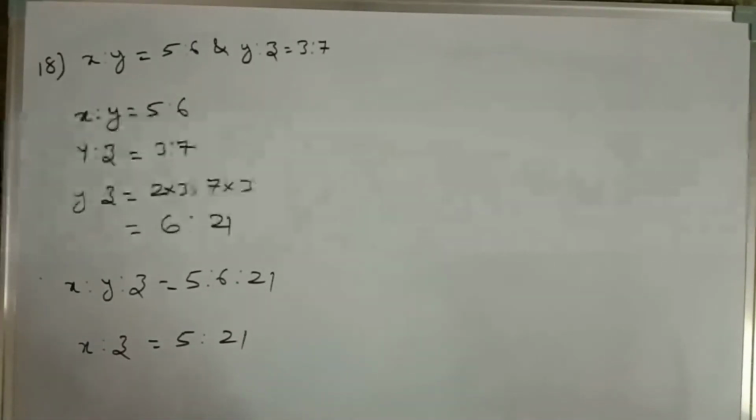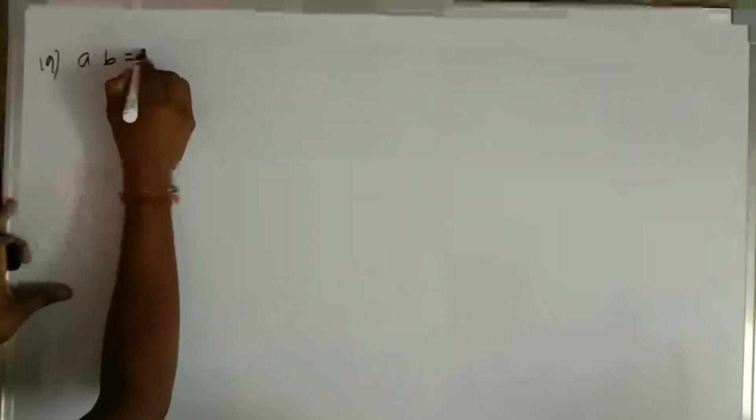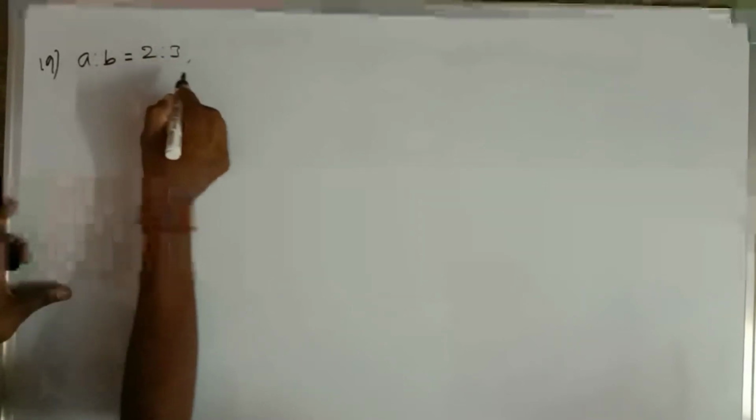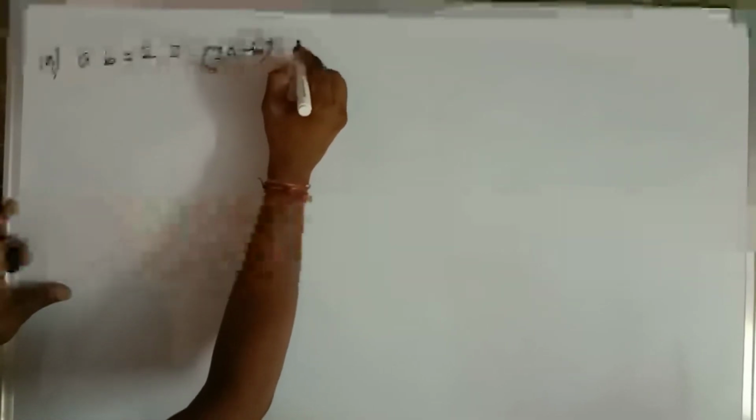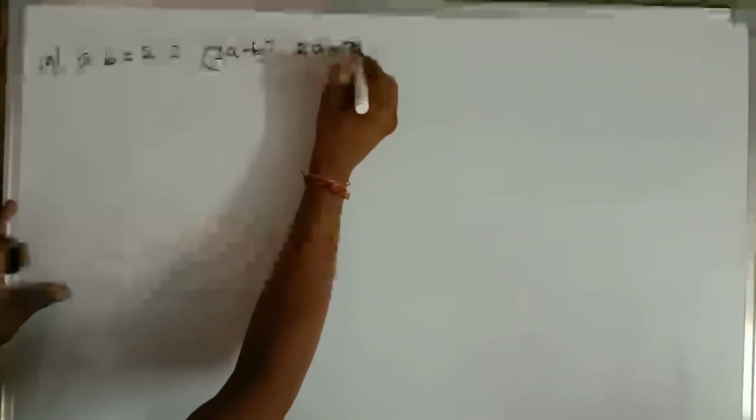Next question. Children, the next question, that is 19th one. If a is to b is equal to 2 is to 3, then I have to find the value of 3a minus b is to 2a plus 3b. So here A is to B value is given 2 is to 3. Then I have to find the value of 3A minus B is to 2A plus 3B.